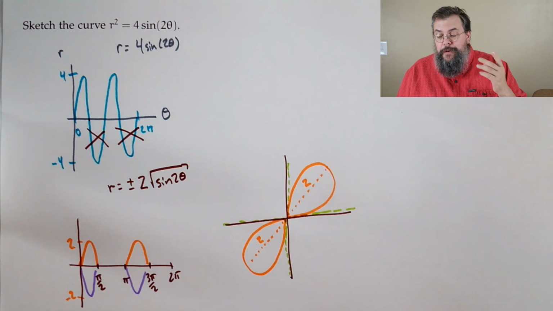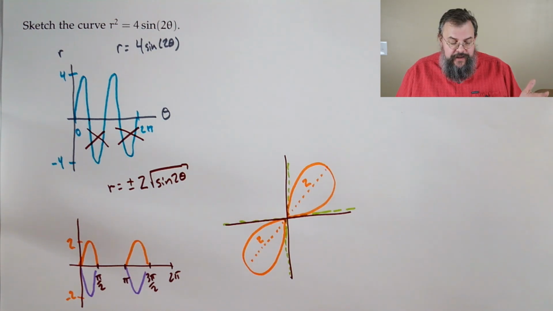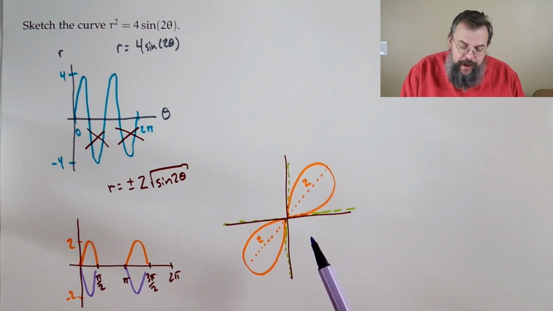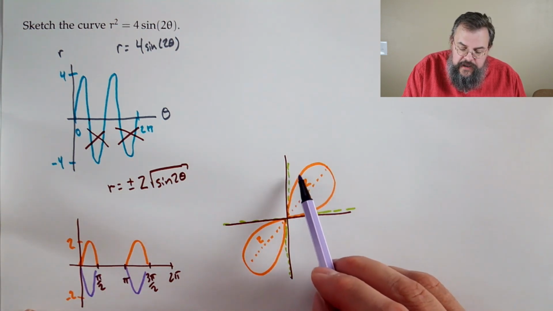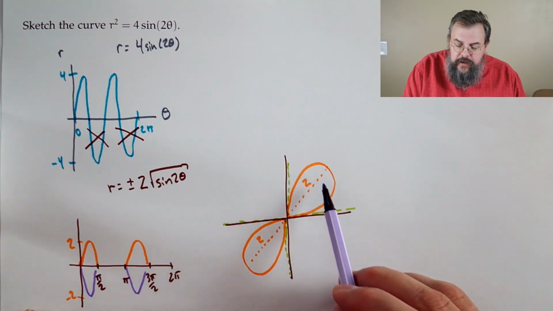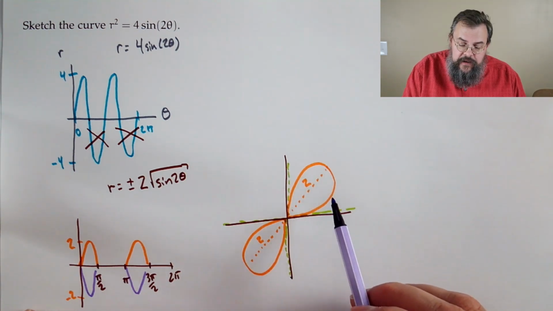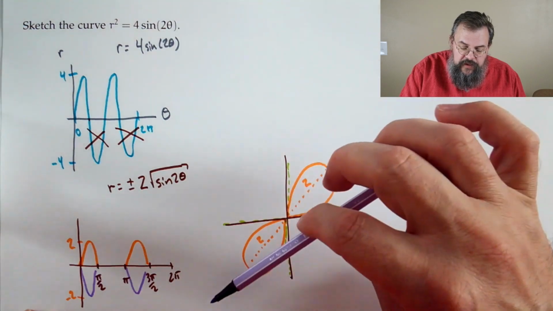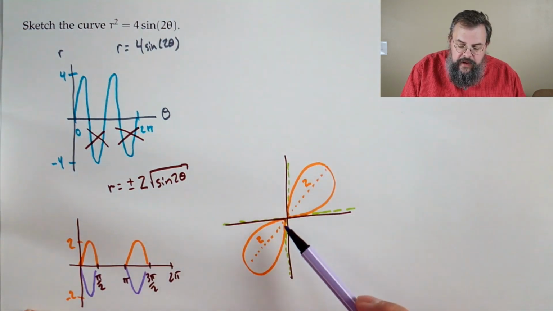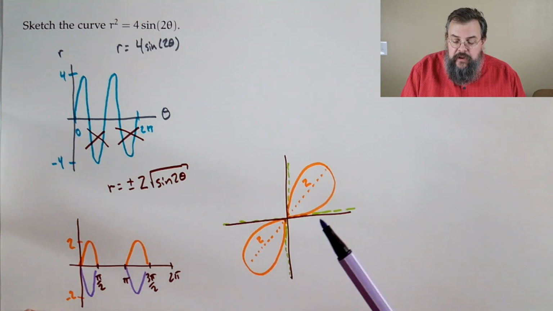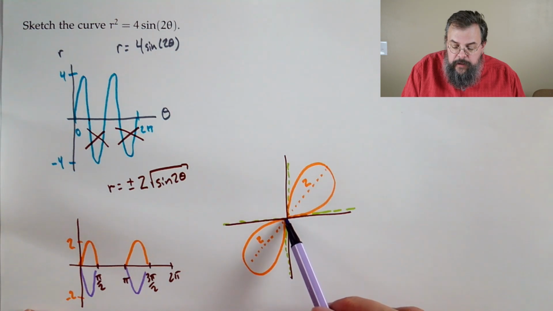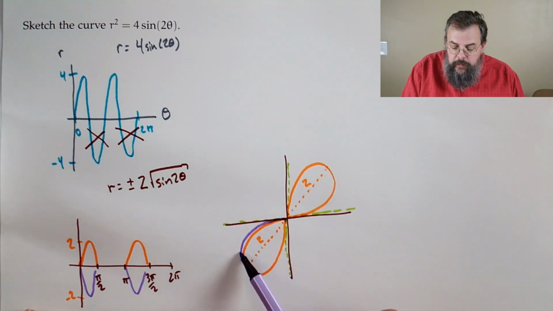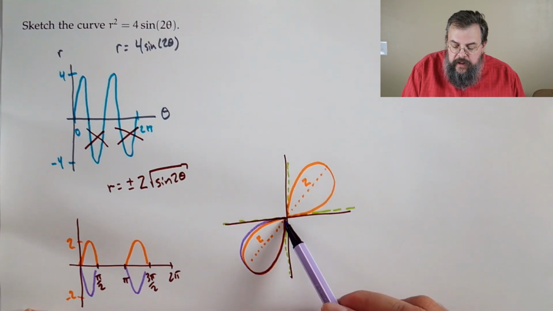But remember, r could have been the other part. r could have been negative, so we have to check what happens there. We're going from 0 to pi halves. If we're positive from 0 to pi halves, we're up in this quadrant. If r is negative, we shoot to the opposite side, so we're going to be down here. If we had been positive, we would do this loop. Since we're negative, we come out this loop. And that's what we get.